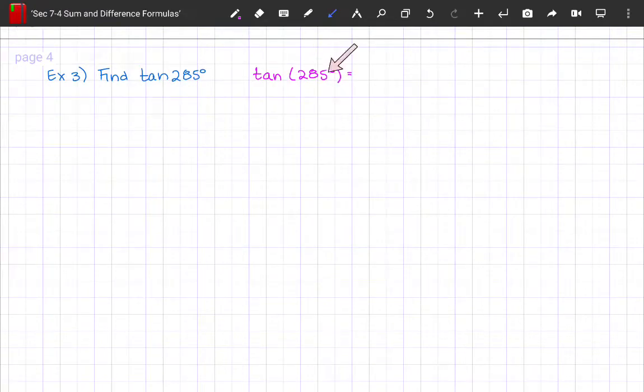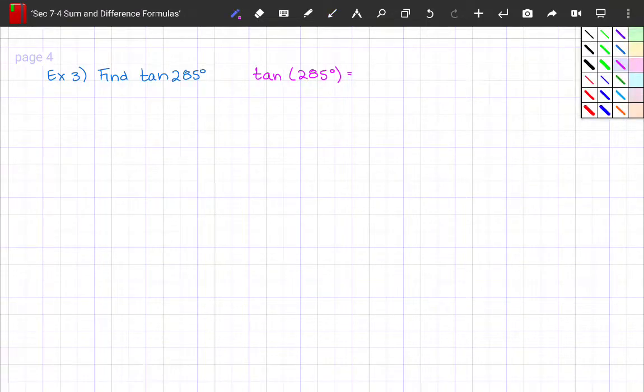So let's think about it. If it ends in a 5, you're going to have to use 45 degrees somehow, because that's the only way to get the 5. So what happens if we subtract 45 from that? We get 240. Oh, that'll work. So tangent of 240 degrees plus 45.